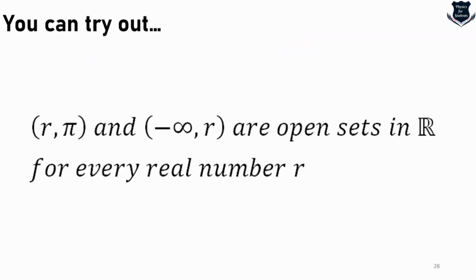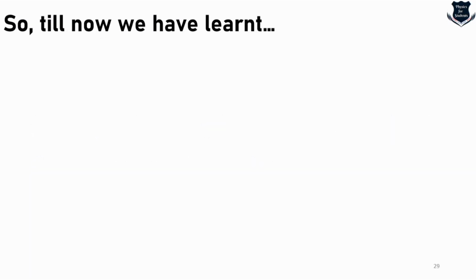You can try out and let me know in the comment box: if R and pi is given, and minus infinity comma R are open sets in R, then for every real number these are open sets. And how do you prove that? This is a small task given, and you can try it out.